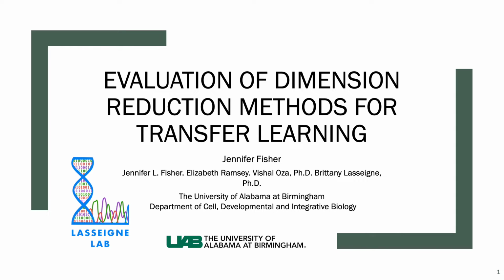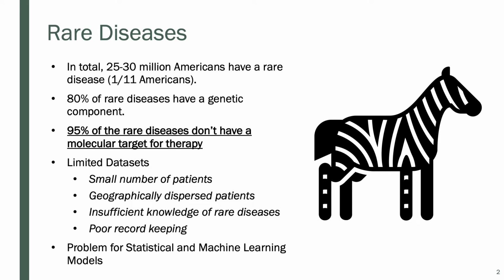Hi, I'm Jen Fisher, and the objective of my study is to evaluate different dimension reduction methods for the application of transfer learning. Rare diseases have limited data sets. Due to the nature of rare diseases having a small number of patients, this can be a problem for statistical and machine learning methods where we try to identify drug repurposing candidates that can help with the sad statistic that 95% of rare diseases do not have a molecular target for therapy.